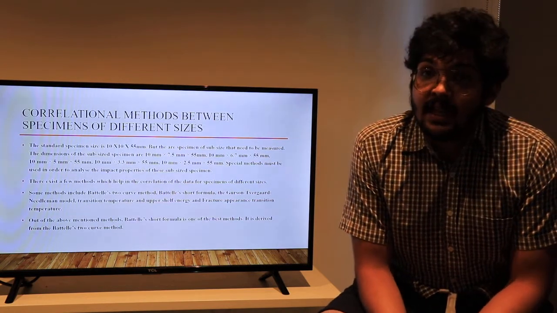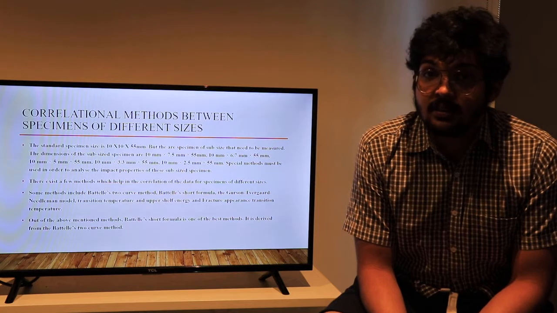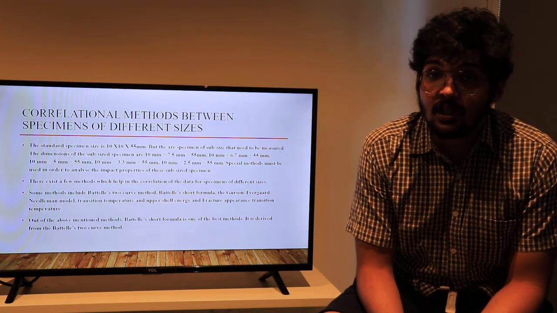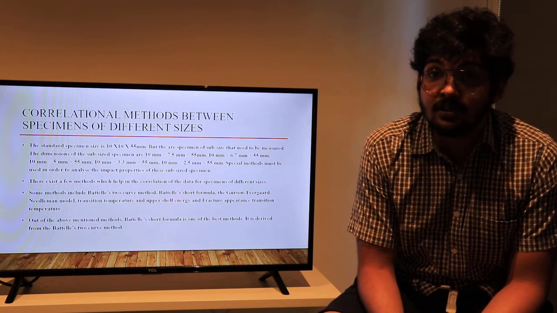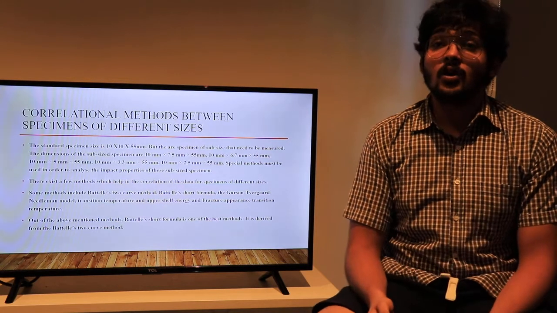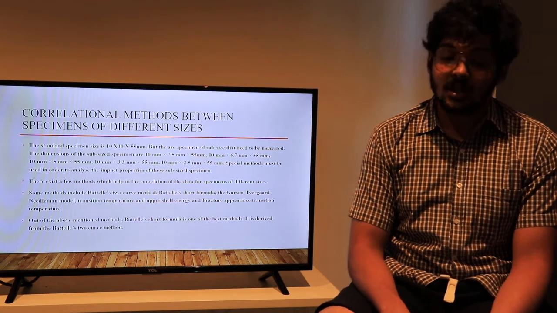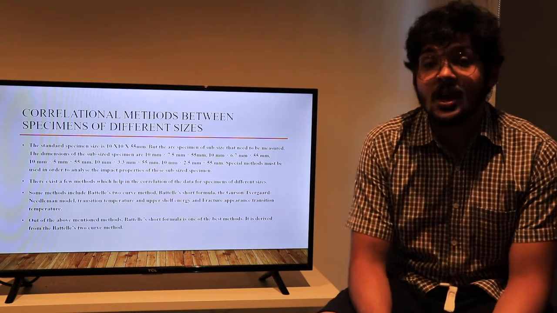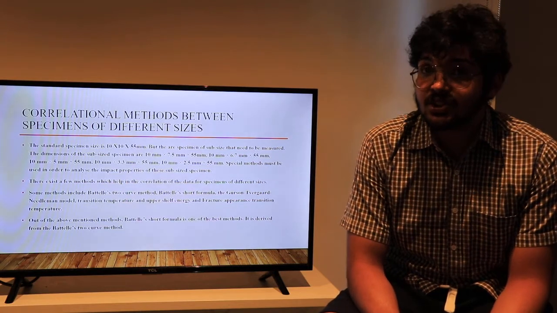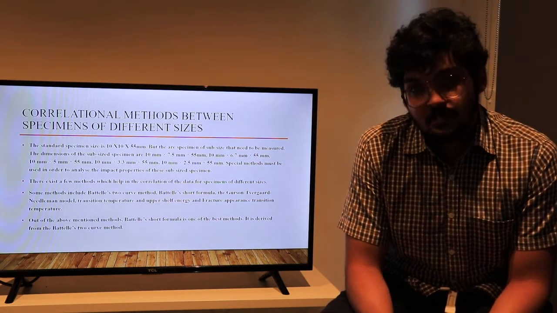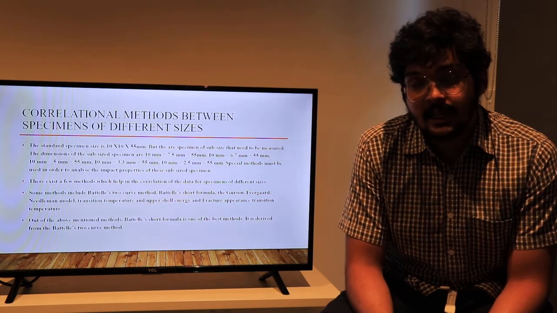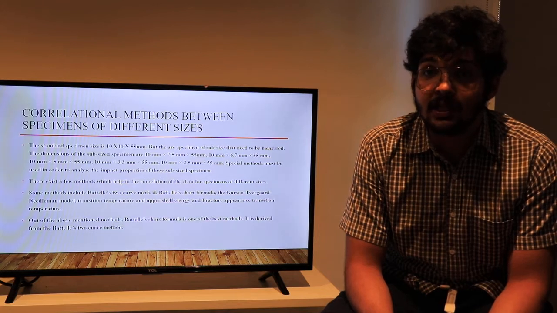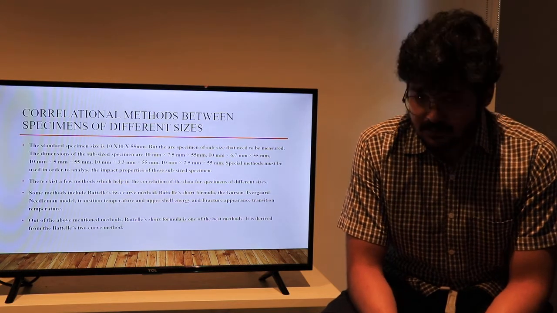So, there already exist certain correlational methods, that is the Buttle's two-curve method, the Buttle's short formula, the Gurson, Needleman model. Then we've got methods that relate the transition temperature and upper shelf energy of the two types of specimens, and also the fracture arrest transition temperature. Now, out of all these methods that exist, I feel that the Buttle's short formula is the most convenient and easiest way to correlate the data.